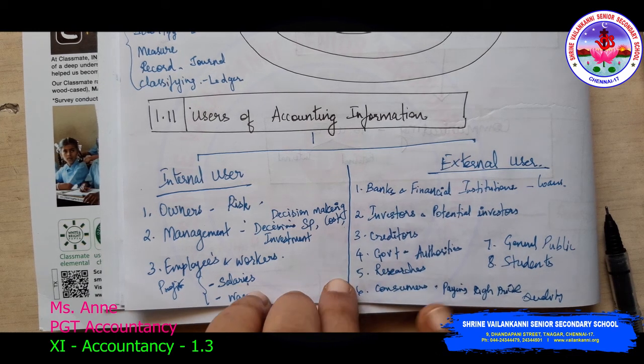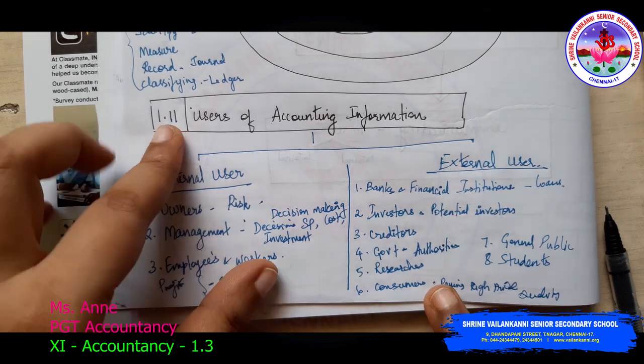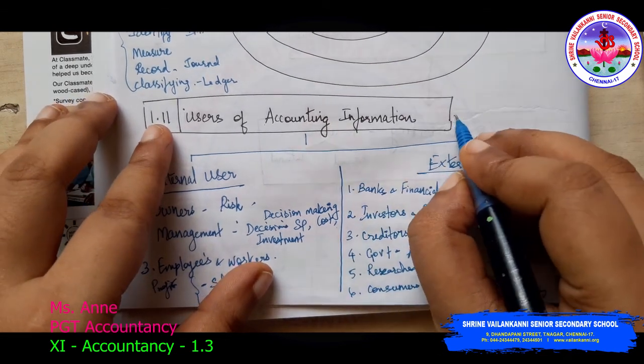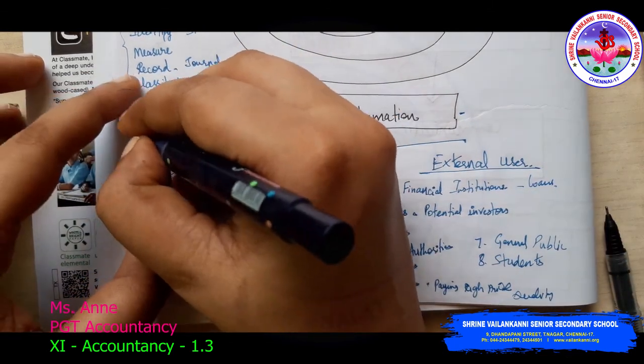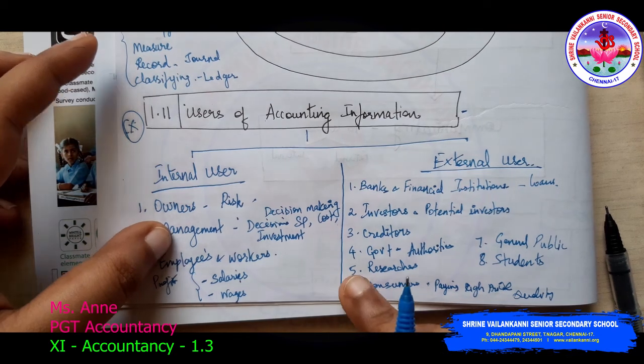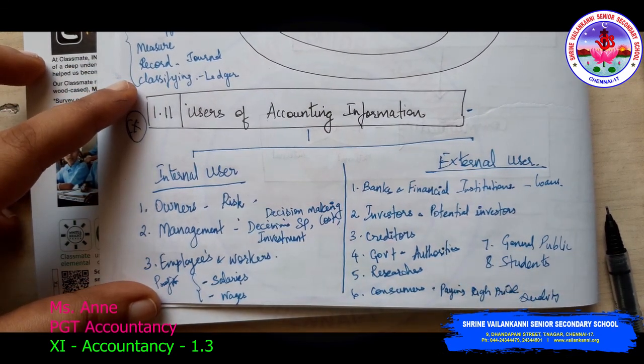So these are called the users of the accounting information. This may be asked in some theory questions in your exam. Okay, so this part is important. Make sure that you know what it is. Okay, it's a very important question.